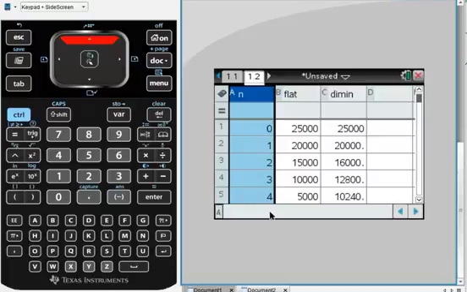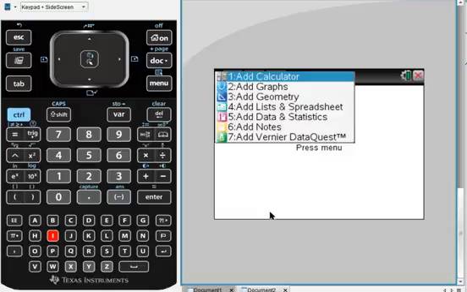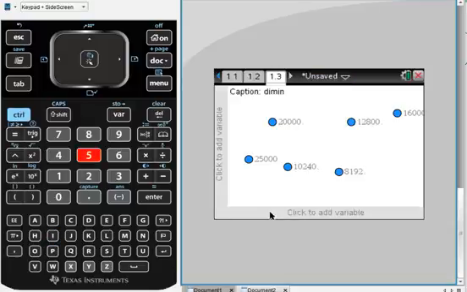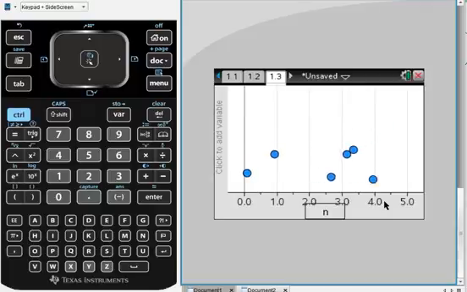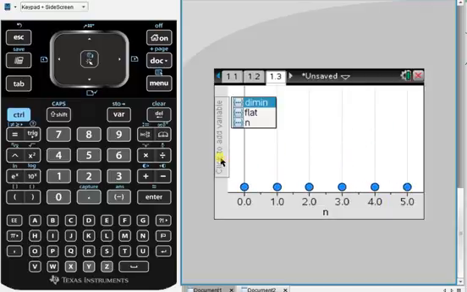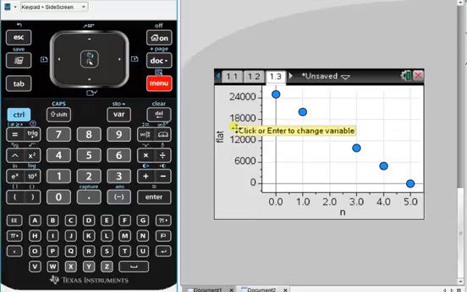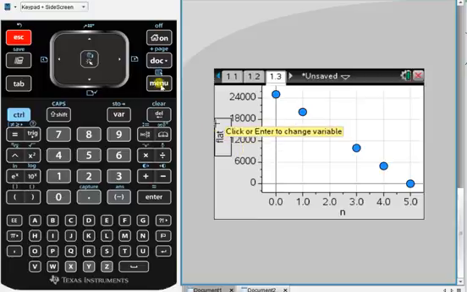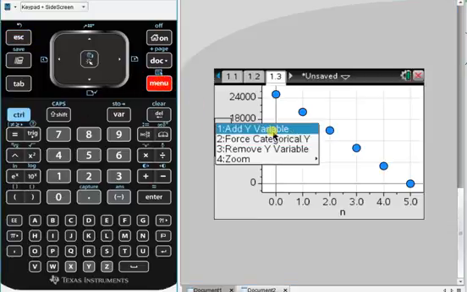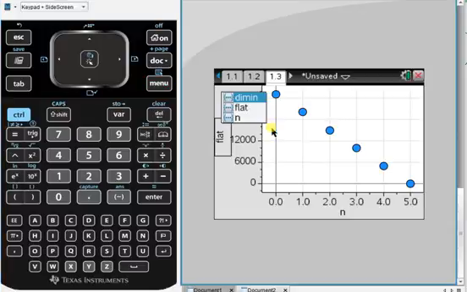If I want to make a graph here, add a page, make it a data and statistics. On this axis, we want n. Let's start with the flat one. Good, and that's forming a straight line as it should, going straight down, forming a nice solid line. Quick refresher: once you've clicked on this axis, you can do Control menu. Again, I would like to add another y variable. I would like to add diminishing.